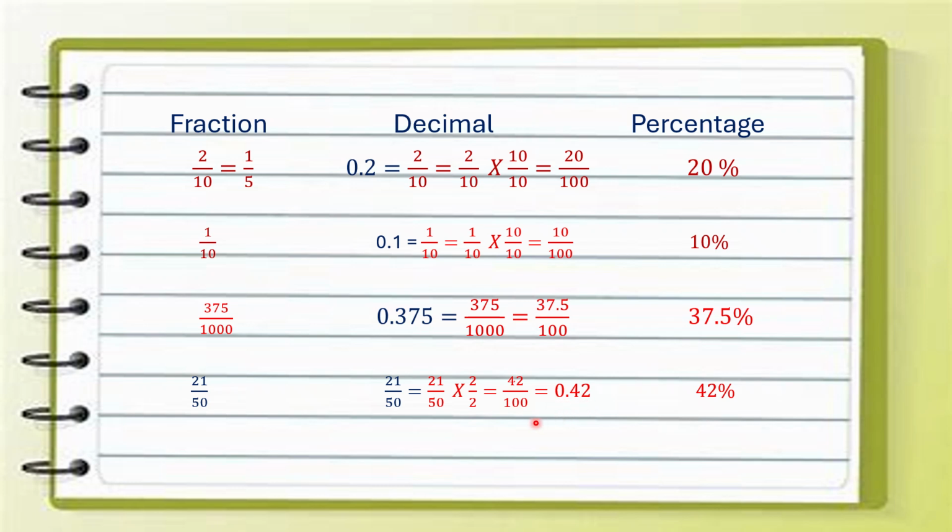0.42. Why? The denominator is 100. So after the decimal point, we are supposed to have two numbers. Okay, now we have to convert into percentage. Now already the denominator is 100. So directly we can write it as 42 percentage.